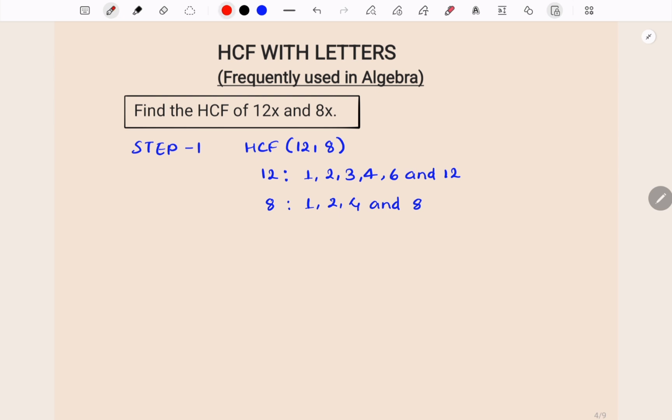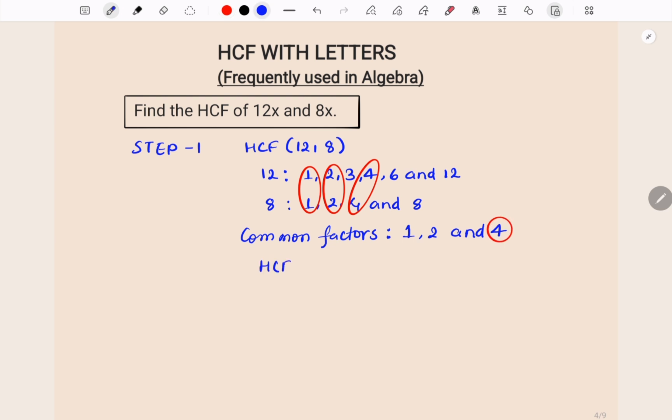Now let's look for the common factors. So we have 1, 2, and 4. So the common factors are 1, 2, and 4. Now for HCF, we look for the highest common factor. Clearly, the highest common factor is 4, and that is why the HCF of 12 and 8 is 4.